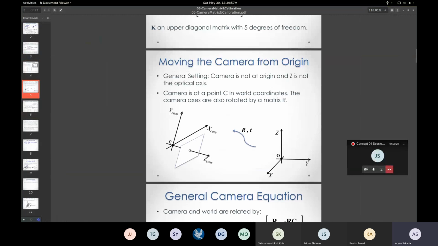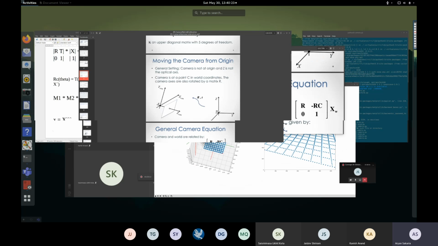So at the start, assume that my camera is aligned with the world coordinate system. X cam and X world are the same, Y cam and Y world are the same, Z cam and Z world are the same. Then I apply some rotation, so it's all a little bit tangled up now. And then I apply some translation, so it's away from the world origin.